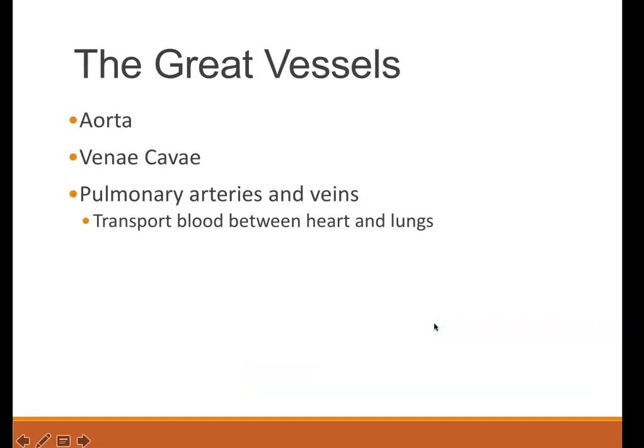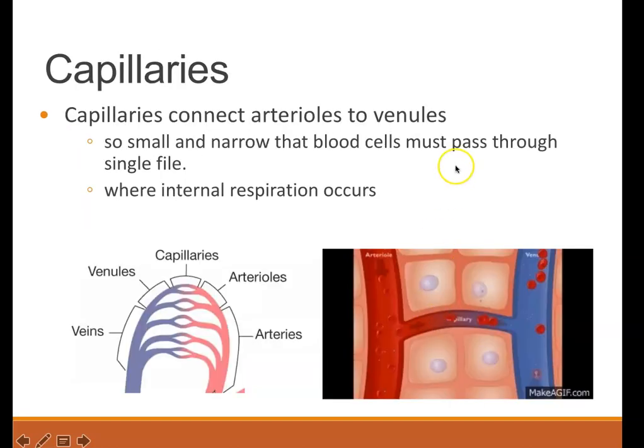And is this animated? Oh, my animation's not working. So capillaries are really, really tiny vessels. So arteries branch into arterioles, which branch into capillaries, which are so thin that only one blood cell at a time can pass through. They have to pass through single file. That's how thin they are.